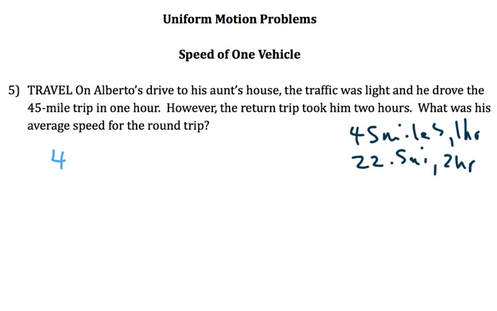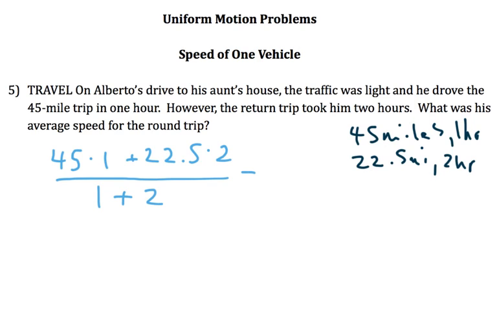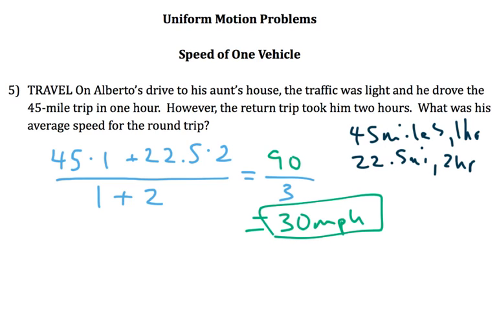So in my numerator, I'm going to say 45 miles per hour is how he drove for 1 entire hour. Then on the return trip, he drove 22.5 miles an hour for 2 hours. And because this entire trip was 1 plus 2 more hours, we're going to find the average of those over 3. Multiplying those out and then adding them together, you're going to get 90 over 3, which is just 30 miles per hour, which is his average trip.